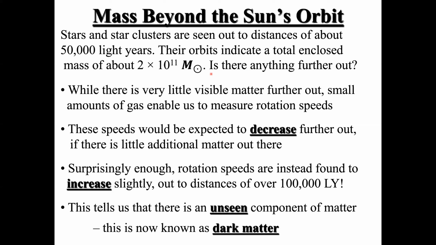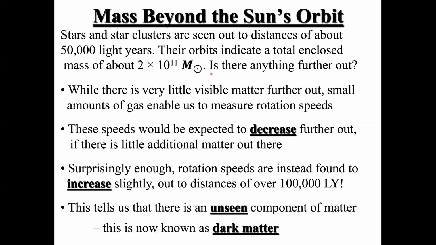The other thing is, while there is very little visible matter further out, a small amount of gas enables us to measure the rotation speeds. Now, it is true that there is very little visible matter when you go further and further away from the central region of the Milky Way. You will see less matter in these outer regions. But there is a small amount of gas in that region, and if you can measure those gases, we can get an idea about the rotation speeds.